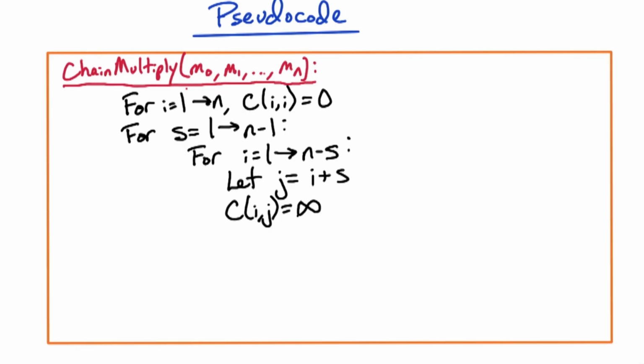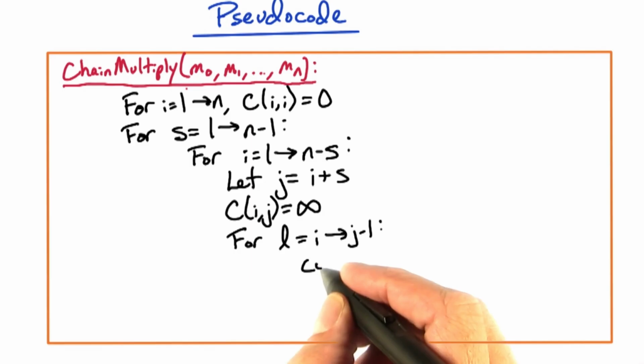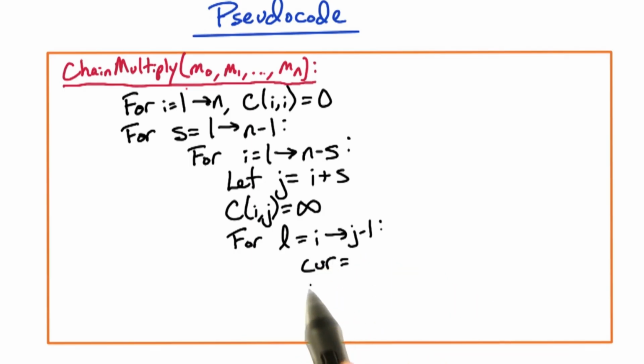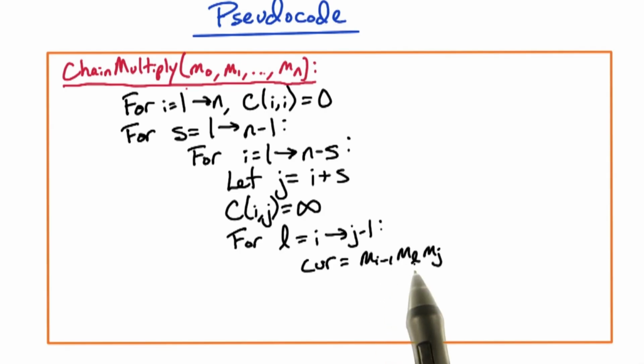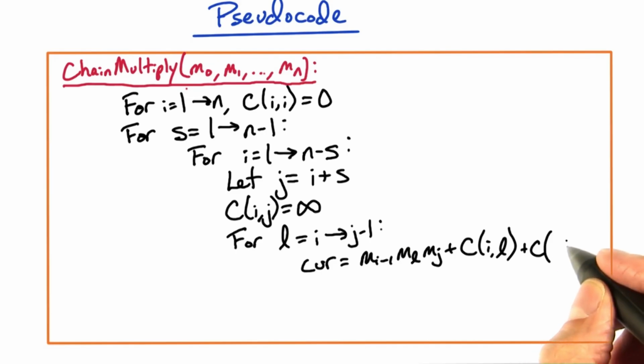Now we're going to vary over the choices for the split at l. Recall l can vary between i and j minus 1. Now for that split at l, let's look at the cost. Let's define a variable cur, which is the current cost for that current index, l. It costs m_{i-1} m_l m_j to combine the left and right subtrees. It costs C_il for the left subtree, and C_{l+1,j} for the right subtree.